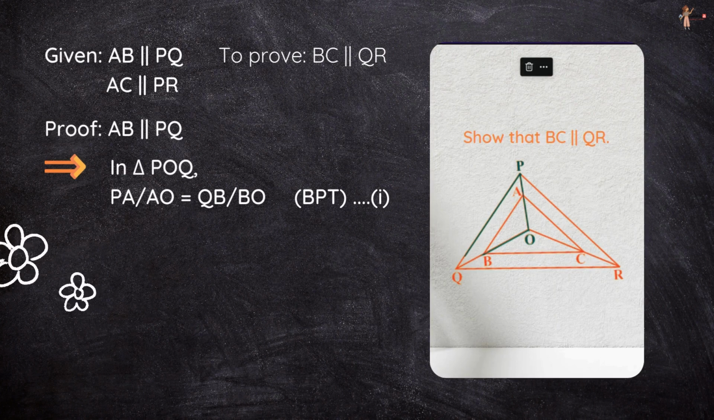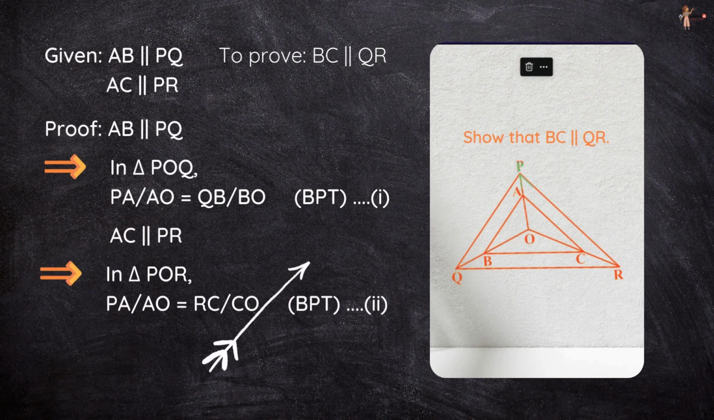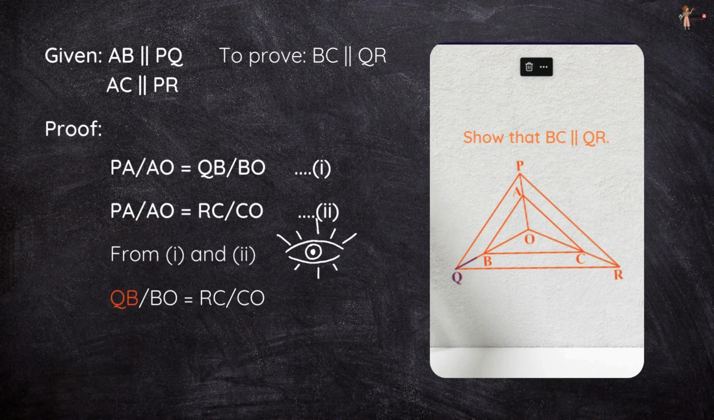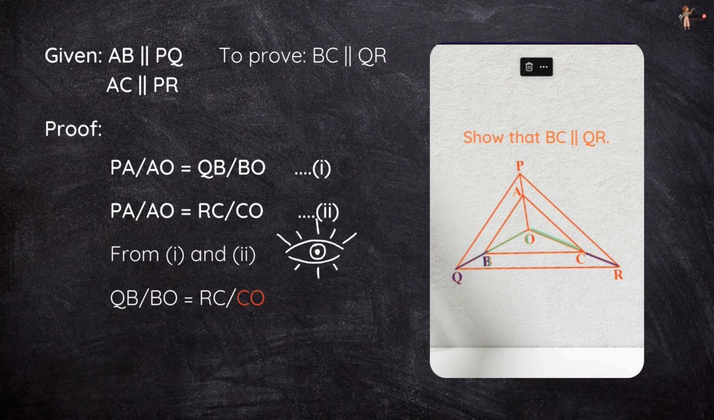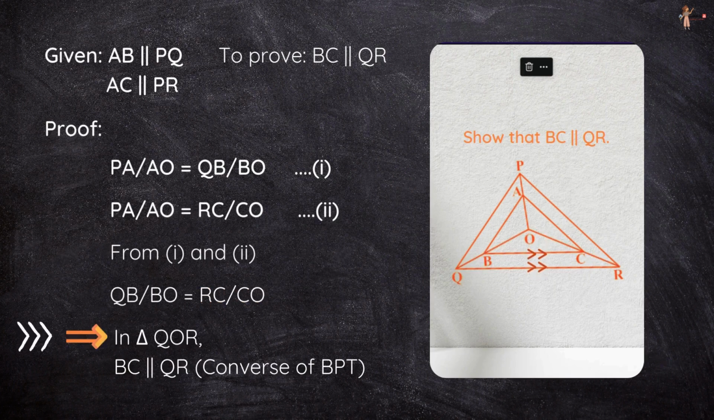In triangle POQ, PA upon AO would be equal to QB upon BO since AB is parallel to PQ. In triangle POR, PA upon AO would be equal to RC upon CO since AC is parallel to PR. From these two equations, we get QB upon BO is equal to RC upon CO. Therefore, BC is parallel to QR by converse of BPT.